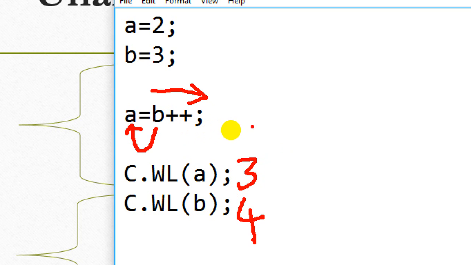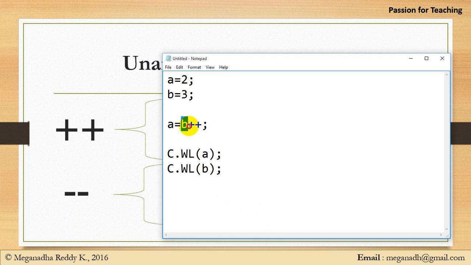Now let's see this. This is called post increment. First it's assigning, then it's incrementing. Now similarly we have pre increment.